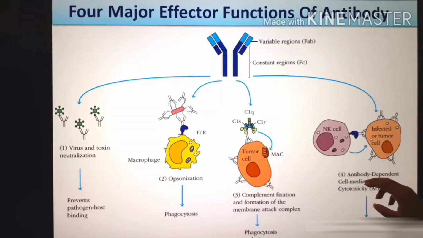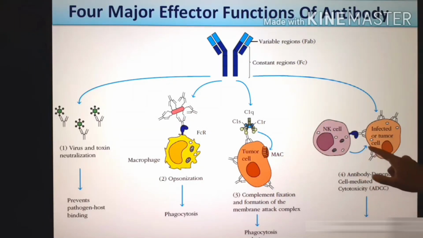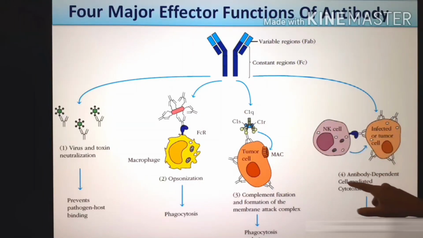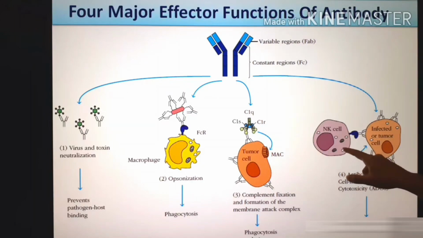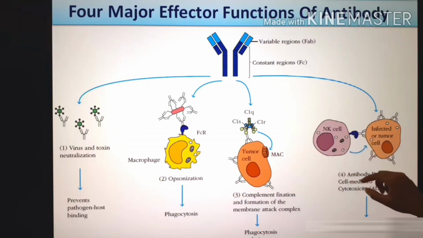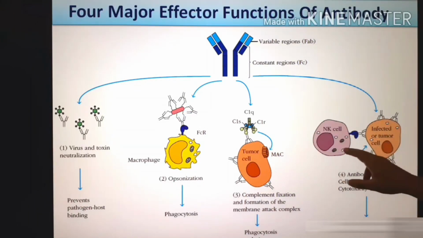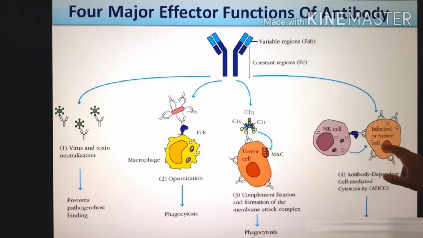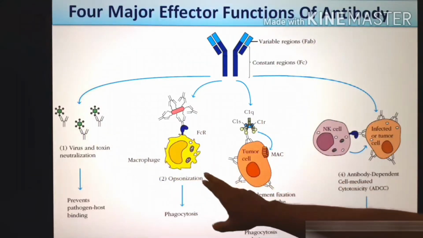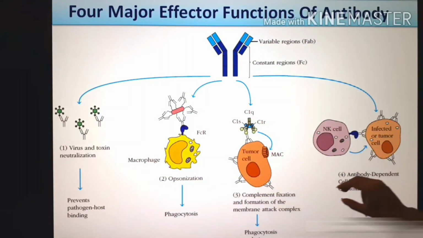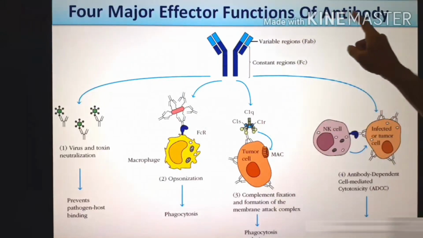The fourth major effector function is ADCC, antibody dependent cell mediated cytotoxicity. This whole process depends on the antibody. Cell mediated, because the NK cell takes part in cell mediated immunity, and cytotoxicity means the NK cell actually kills the target cell directly. So the NK cell is cytotoxic in nature. They can secrete perforin and granzyme and kill the cell directly. So these four, neutralization, opsonization, activation of complement pathway, and ADCC, are the major four functions of antibody you must remember.